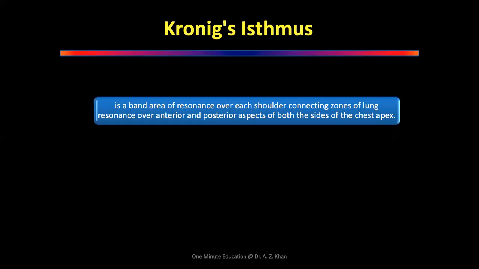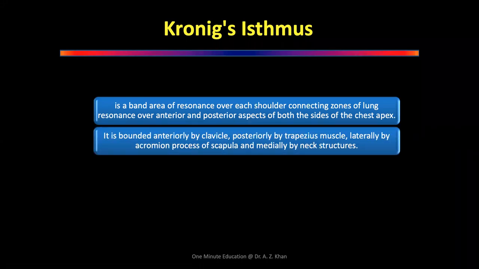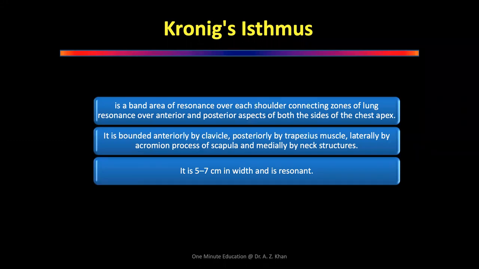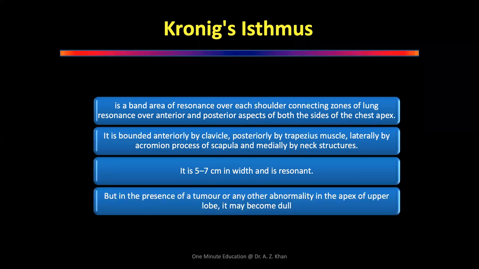No, no, sir. Okay. It's a band of resonance over each shoulder connecting zones of the lungs. The resonance is over the anterior and posterior aspect of both sides of the lung, at the chest apex. It is bounded anteriorly by the clavicle, posteriorly by the trapezius muscle, laterally by the acromial process of the scapula, and medially by the neck structures. It is 5 to 7 centimeters in width and is normally resonant, but in the presence of a tumor or any abnormality, particularly in Pancoast tumor, you will get dullness in the Kronig isthmus. And that is the answer I was looking for.